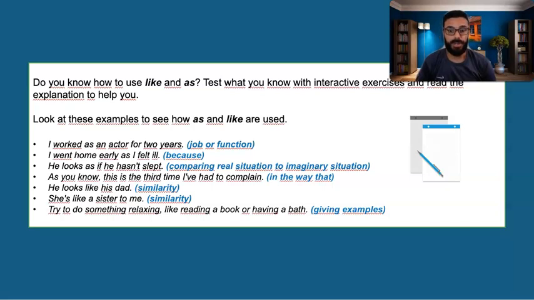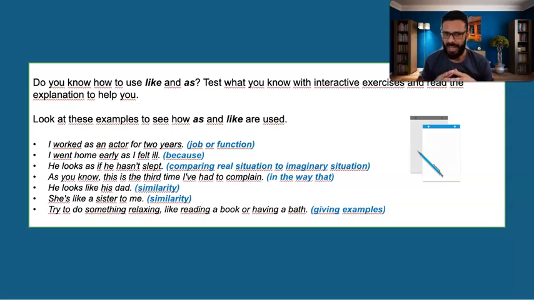I went home early as I felt ill. In this context, as means because, right? He looks as if he hasn't slept. Look, comparing real situation to imaginary situation. As you know, this is the third time I've had to complain. In the way that, right? When I'm saying something to you and explaining how it happened, all right?